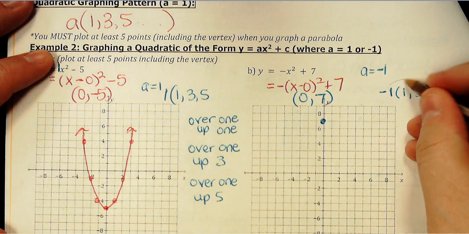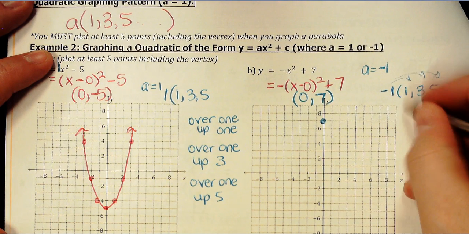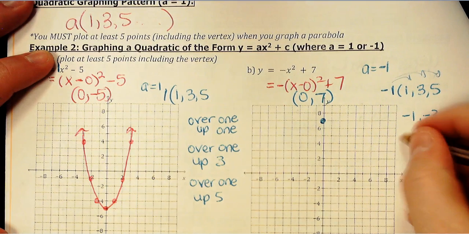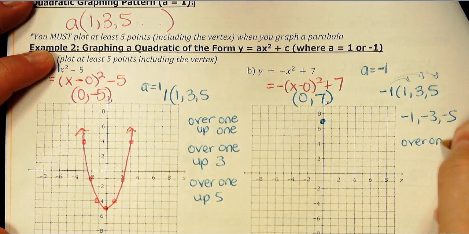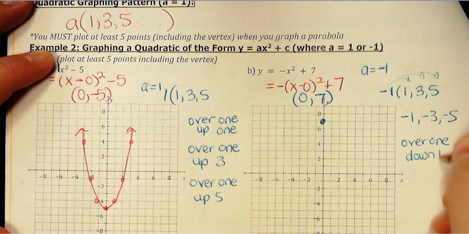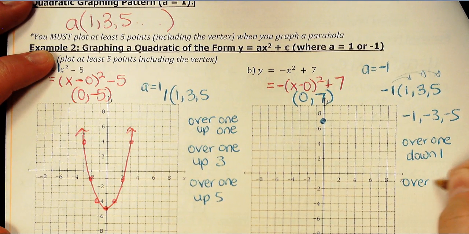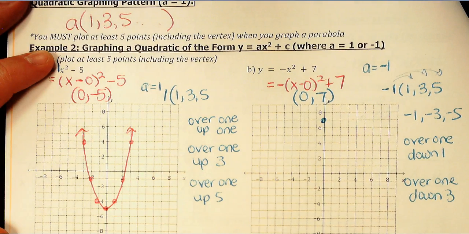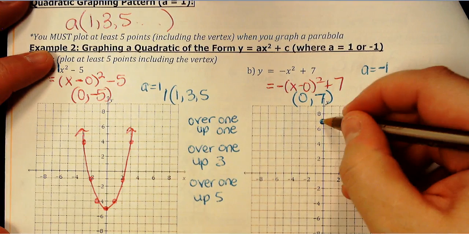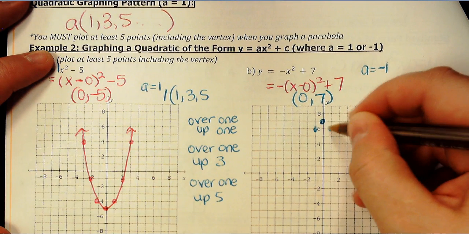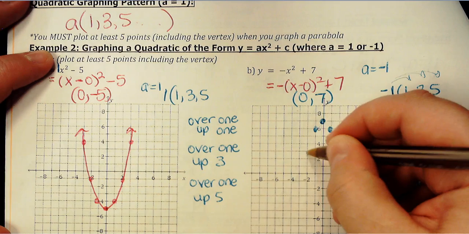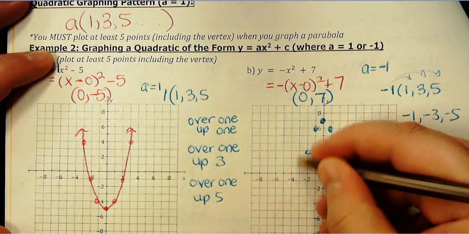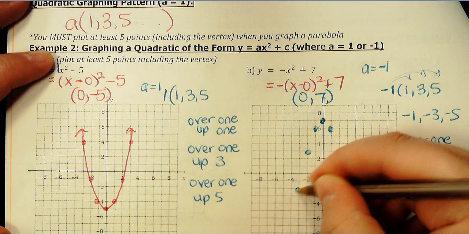So just literally think about like doing a little distributive property. So like negative 1, negative 3, negative 5. So all this means is it's always over 1, but now I'm going to go down 1. And then you'd go over 1 from that, down 3, and then I keep going over 1, down 5. So I'll show you on the graph. So over 1, down 1 on either side. Over 1, down 3. That negative just flips it over. And then over 1, down 5 would be right in here.